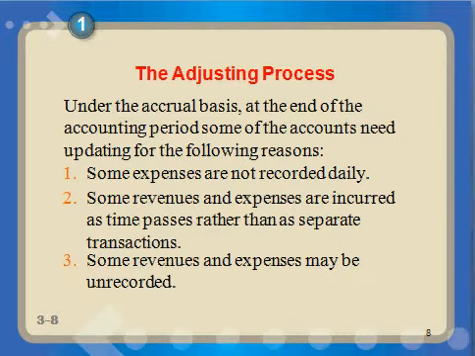And then we have some revenue and expenses that are just unrecorded at the end of the period. A company may have provided services to its customers that are not billed or recorded at the end of the accounting period, and so we would need to make an adjustment. Likewise, a company may not pay its employees until the next accounting period, even though the employees have already earned their wages in the current period, and so we would have to make an adjustment for that.